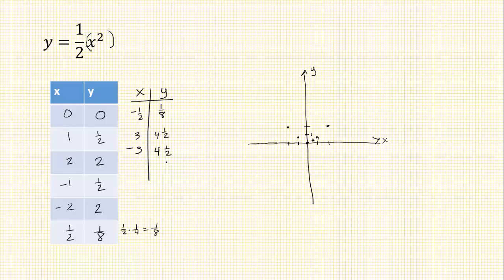So this is a symmetric graph. When we plug in positives and negatives, we're getting the same y values for them. At 3, we are up 4.5, and same with negative 3. So this is a curve, more like a U, but a U that gets wider and wider and wider. But that's approximately what the graph looks like, and all the points are falling into that pattern.